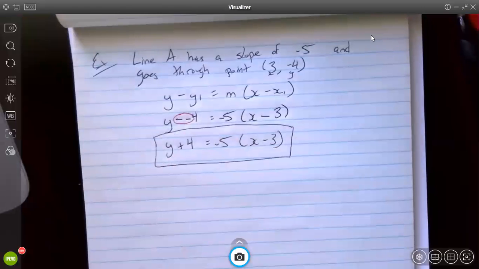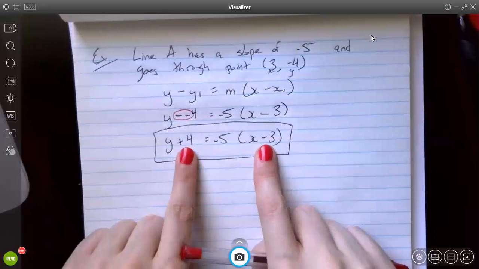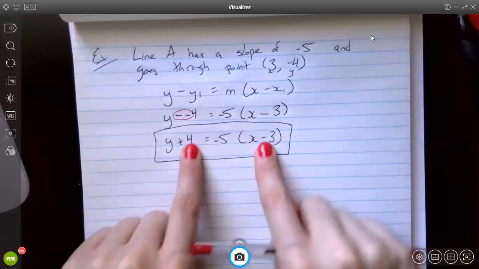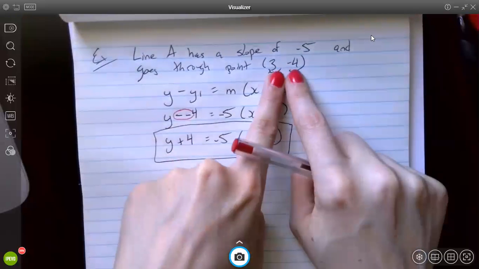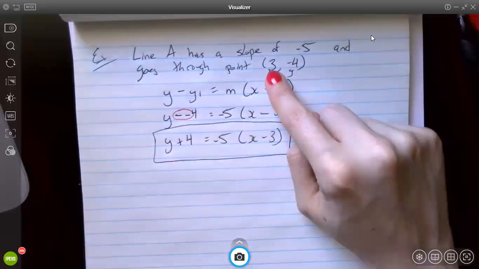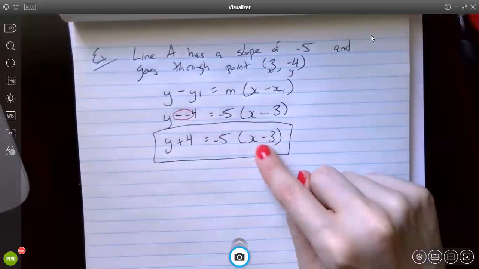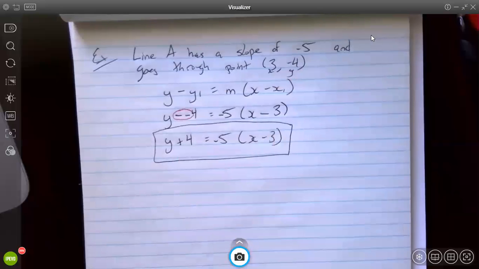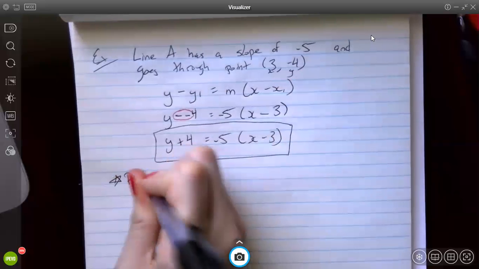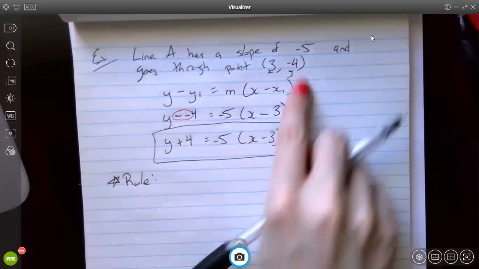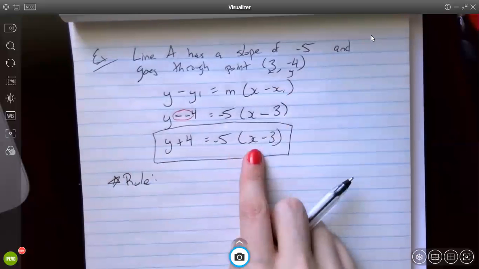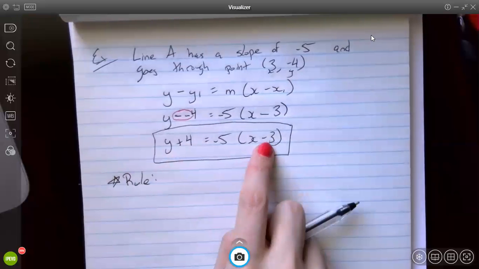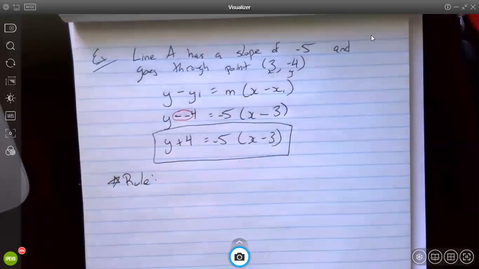So what you might notice, and what is a rule when you're doing slope point form, is that the symbols of the x1 and the y1 in your equation are opposite of what they are in the actual point. So in the point, my x value was positive, now it is negative. In my point, my y value was negative, now it's positive. So that is a general rule that when you plug in a coordinate into the slope point form equation of a line, the signs in front of your coordinate will change.